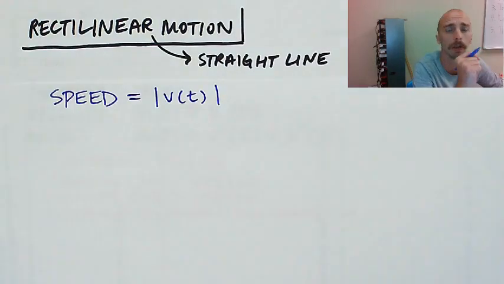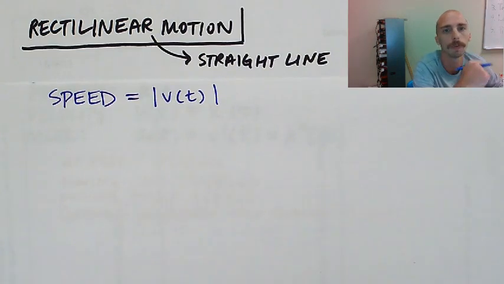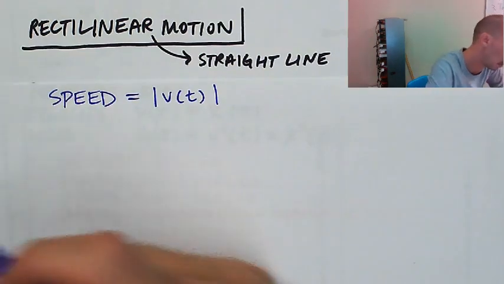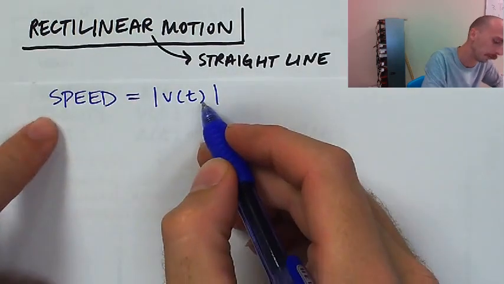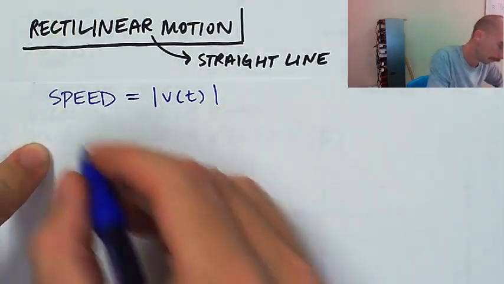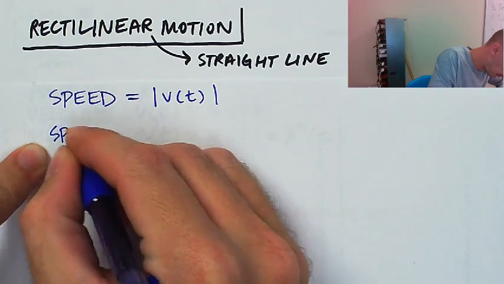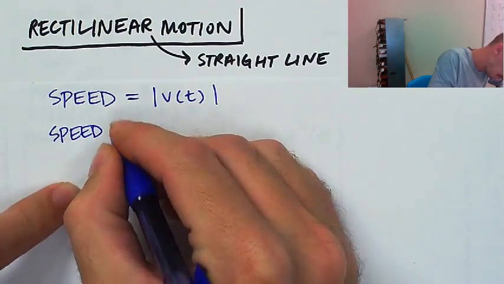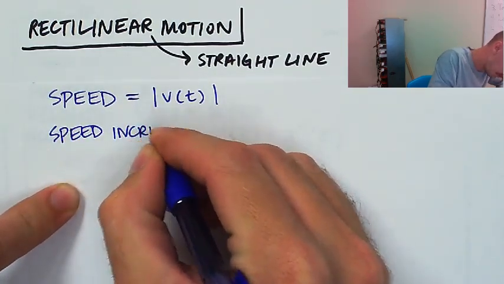This is not going to be our only treatment of particle motion. We're going to come back and do a whole lot more with this once we learn how to anti-differentiate and what that would even mean. But basically that's just going to be recovering a position function given a velocity function. That's where we're headed. So speed is going to be the absolute value of v of t. And so speed increasing versus speed decreasing.